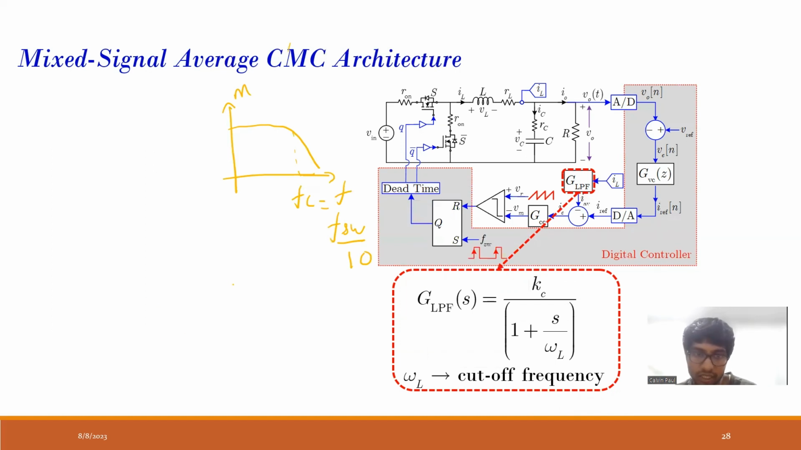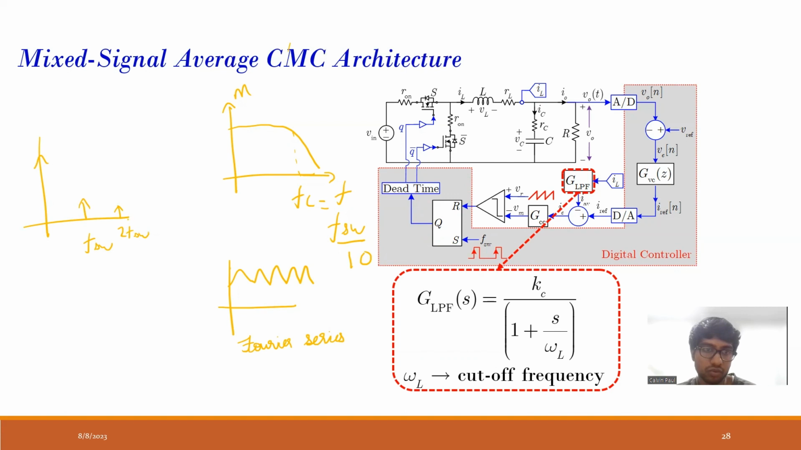So you see, this is my inductor current. It has a lot of harmonics. If we take a Fourier series of it, it will have a DC value. It will have something at FSW, 2 FSW, 3 FSW, etc. We do not want this.